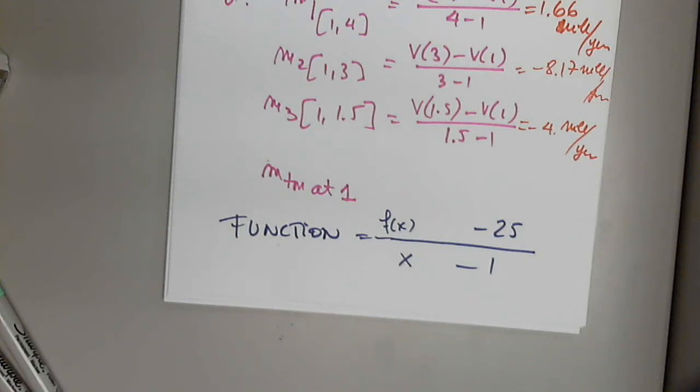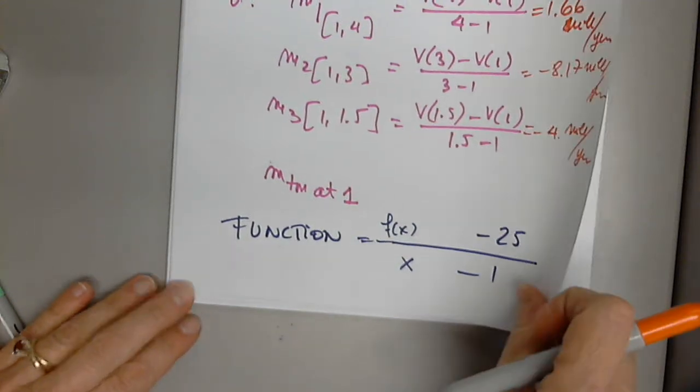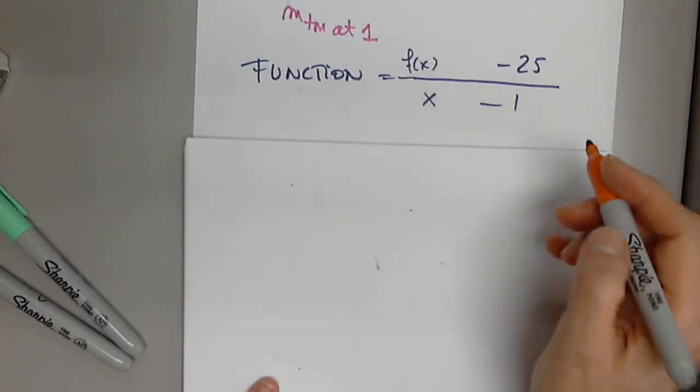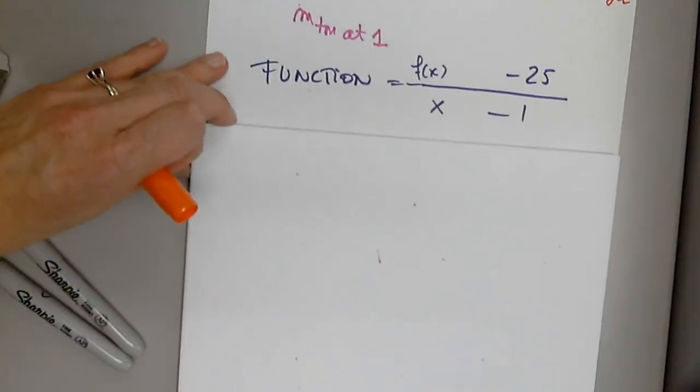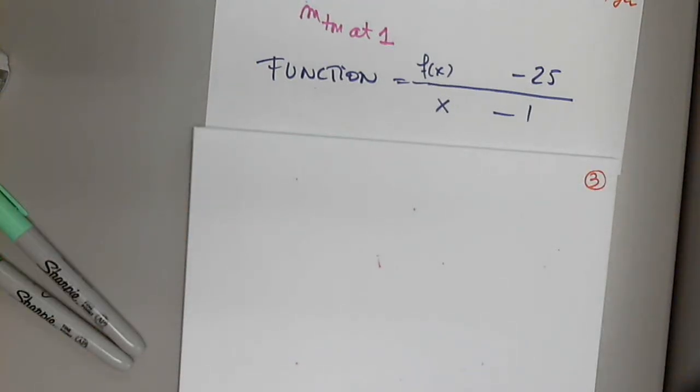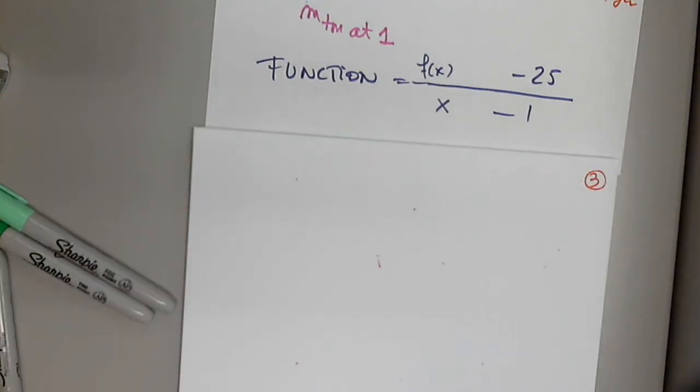And of course, what appears to be the slope of the tangent line to the graph at the point 1 comma v of 1 then? What would you say? Yes, 2.5. Because we were so close. We were so close to 1. The secant line definitely gets so close to being the tangent line.